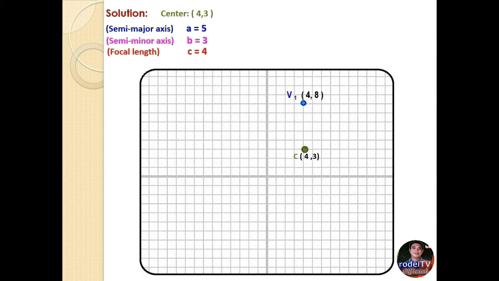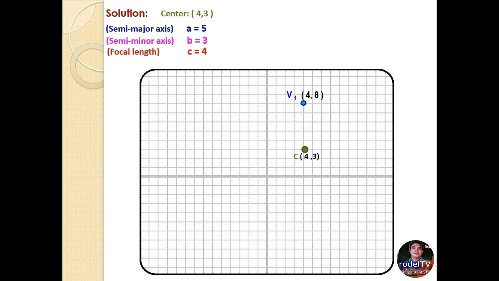There you are. Now notice that since we have moved upward, the value of our x did not change. It is still positive 4. And the value of our y increased 5 units. From 3, it went up to 8. Therefore, the coordinates of vertex 1 is positive 4 and positive 8.